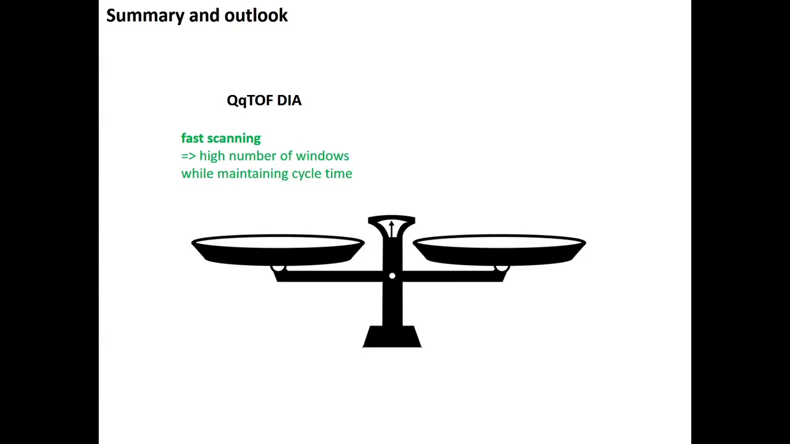We use like 13 milliseconds, I think, for each MS2 spectra acquisition. So this is a speed that the Orbitrap so far will not be able to match. And you can actually increase the number of windows like crazy. So we typically do 100 or 200 windows, and we still maintain relatively good cycle times.